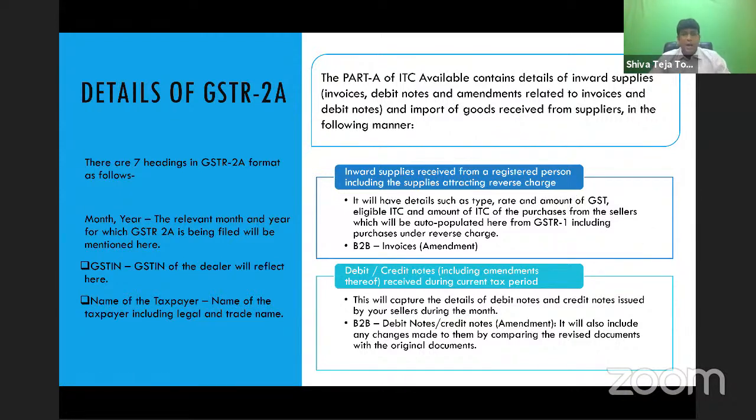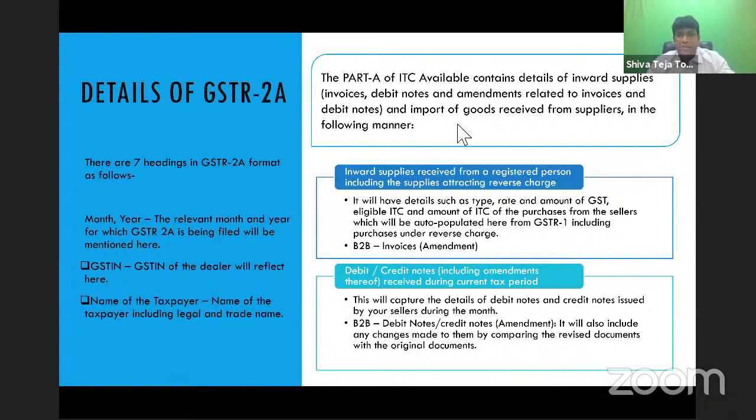And next point, you see, Part A of ITC available contains details of what? Details of inward supplies. What is that? Invoices, debit notes, and amendments related to invoices and debit notes. Why are we not talking about credit notes? Because a credit note will reduce the tax. A debit note will increase the tax. Increase tax for whom? The supplier. When the tax for the supplier has increased, automatically the credit for the recipient will increase.